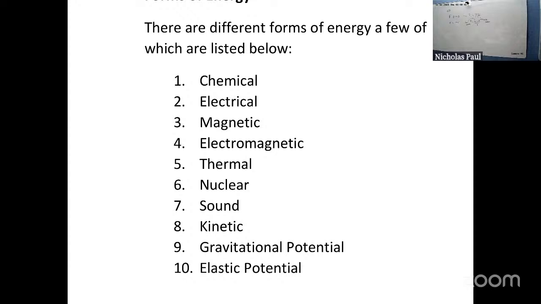What provides electrical energy? In a circuit, you're able to get electrical energy. But let's take a battery, for example. How does a battery supply electrical energy?